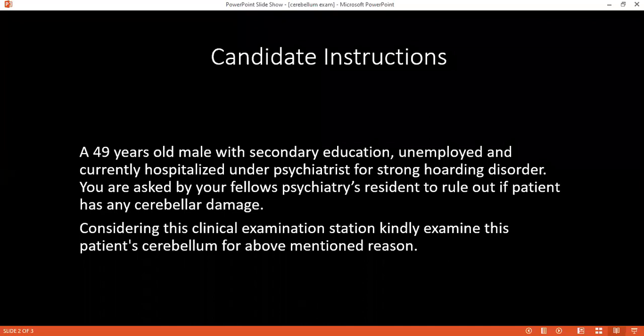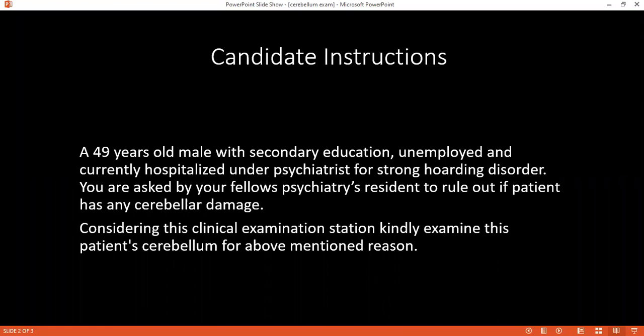First of all, I would want to introduce myself and wash my hands. I will introduce myself to the patient. Then I would also want to confirm his name and age. Then I would want to explain to him what I want to do, which will entail watching him walk, giving him certain instructions, and also performing certain movements. If he is having any pain, he should let me know. I'll be gentle with him.